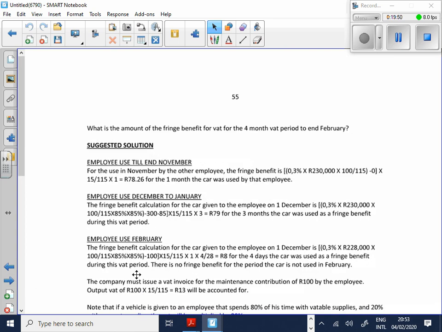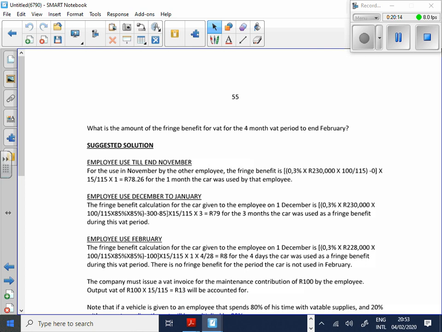Look at the solution. It's 0.3% times 230 times 100 over 115. And then just down at the bottom, guys, minus 300 minus 85. We don't take off the fuel because it's zero rated. We don't take off the actual maintenance because if you pay all maintenance on the car, what's going to happen?